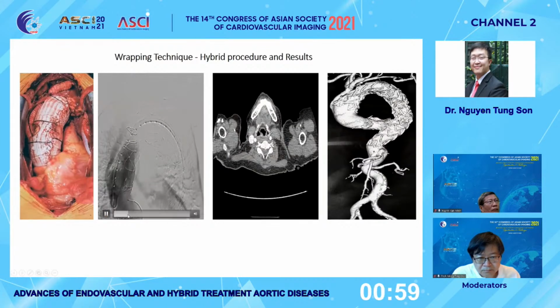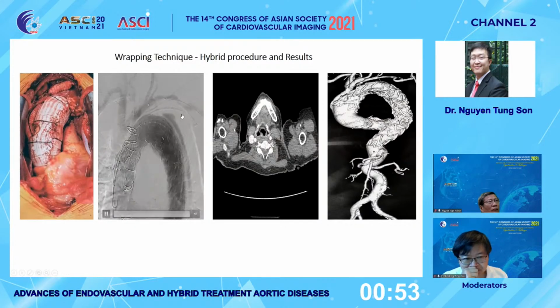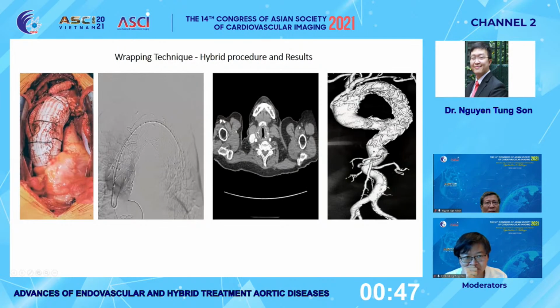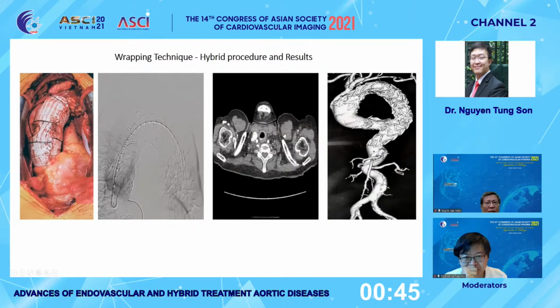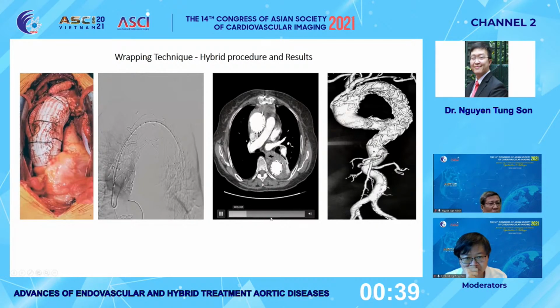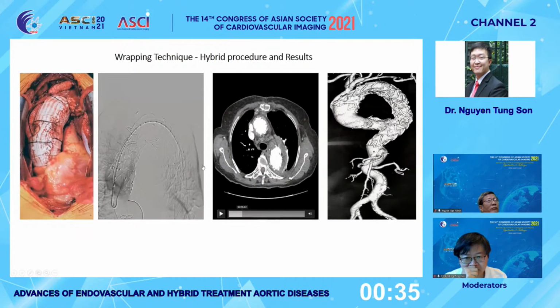You can see it's a little degree, sorry. And that's my result. And follow up at 1 year. You can see that's the picture.